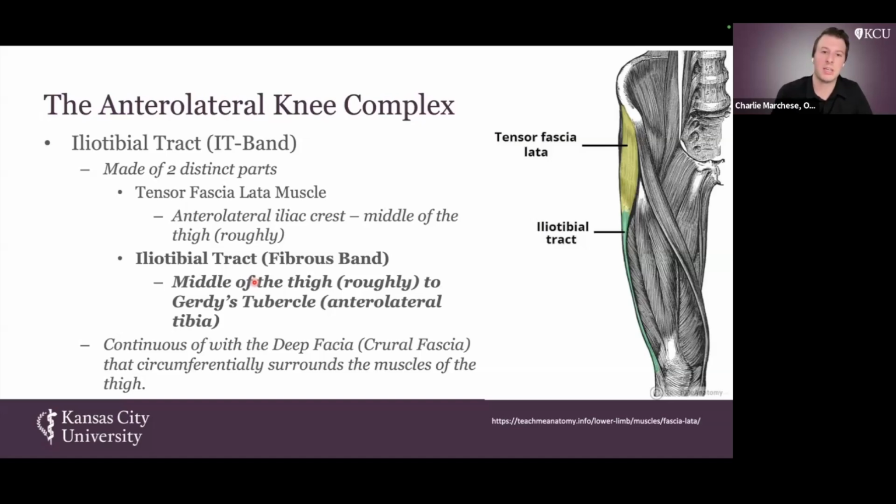And I said roughly there because that's not super important for today's talk, and because it's variable in each individual donor. The structure that we care about for today's purposes is the distal end of that IT band. And this is just the fibrous component. It's what's in green. And this is what goes from the middle aspect of the thigh down and inserts distally into Gerdy's tubercle, which is on the anterolateral tibia. Important to know is that this iliotibial tract, especially the fibrous band aspect of that, is continuous with the deep fascia, or the crural fascia, that circumferentially surrounds the muscles of the thigh.